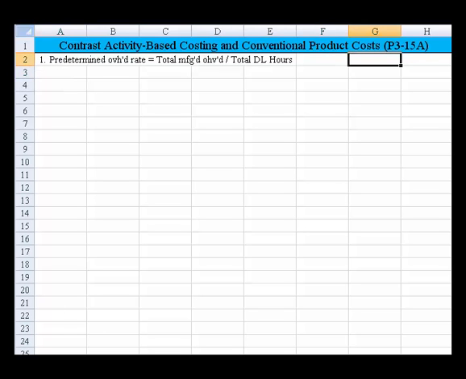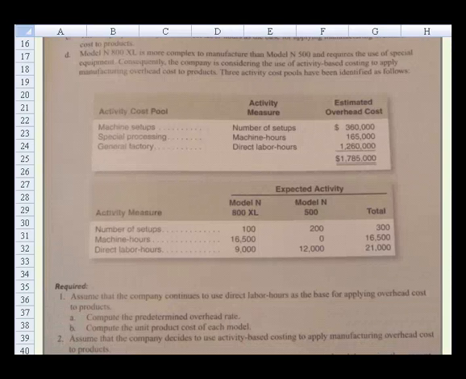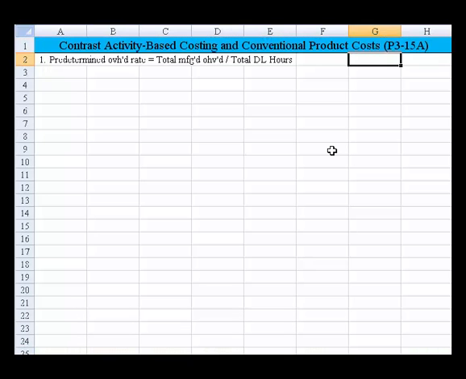Okay, so going back here, we need to know what is the total manufacturing overhead and what's the total direct labor hours. Well, the total manufacturing overhead is right there to my left, $1,785,000, and the total direct labor hours is 21,000. So if we drop that in, we get 1,785,000 divided by 21,000, and what we come up with is $85, and that's per direct labor hour. Okay, and I'll bold that. That's the answer to 1A.